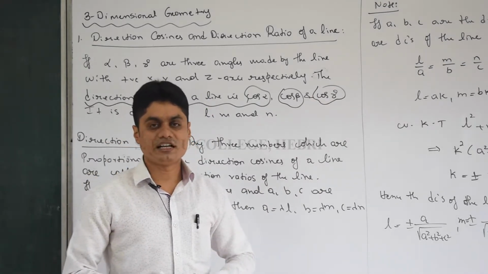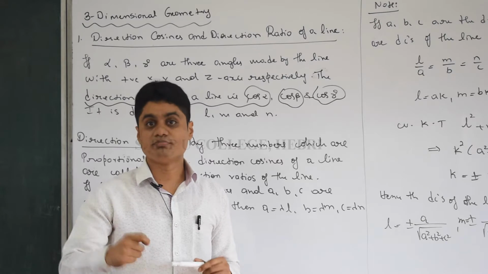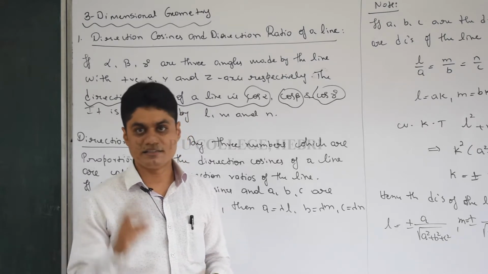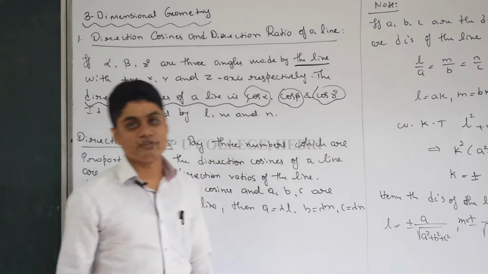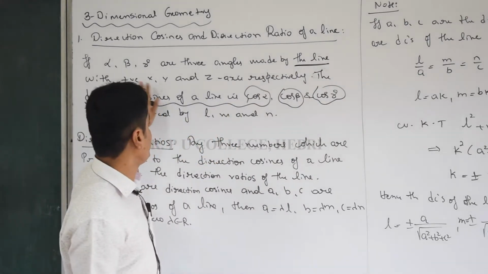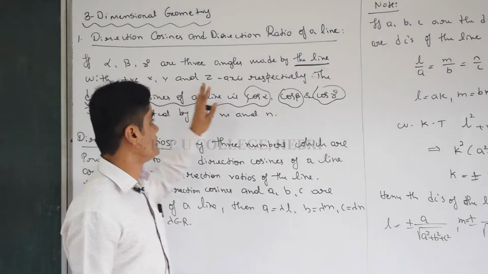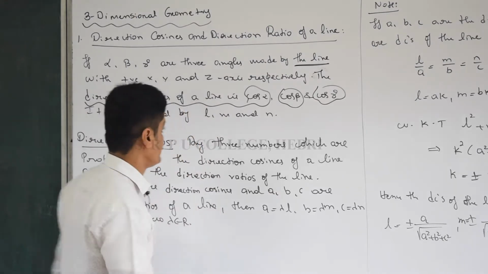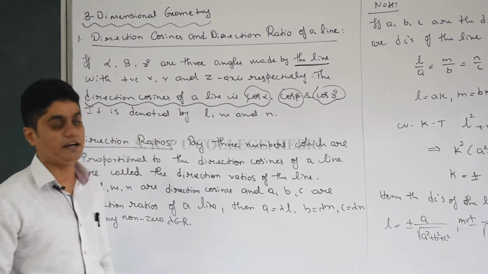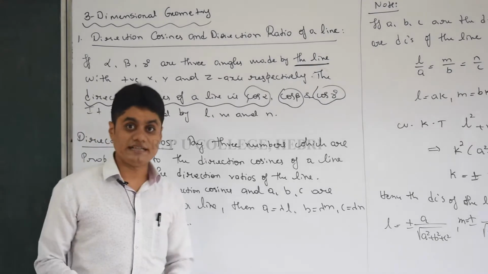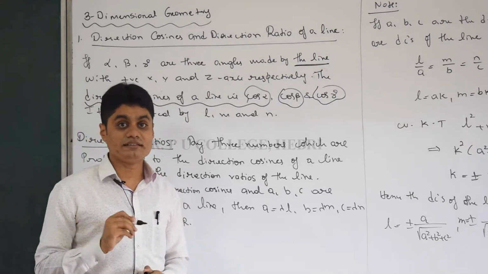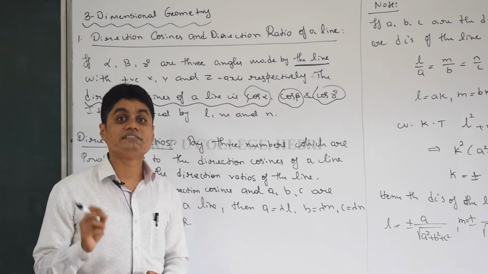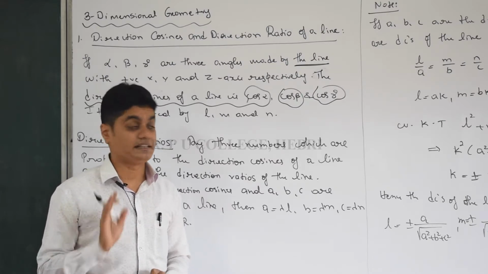If alpha, beta, gamma are the angles made by the vector with the positive direction of x, y, z axis, here instead of vector we are considering a line. The line makes angles alpha, beta, gamma with the positive direction of x, y, z axis. Then cos alpha, cos beta, cos gamma are known as the direction cosines of the line. Remember, these are the direction cosines of the line.